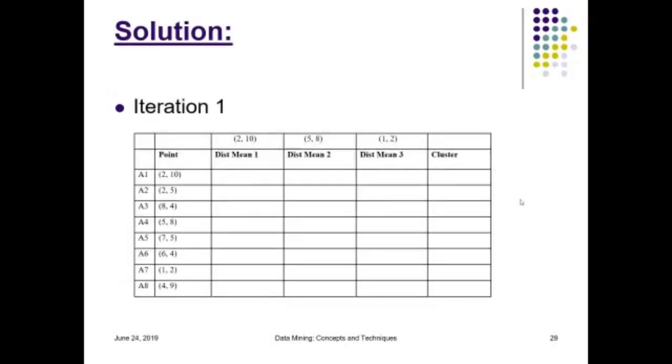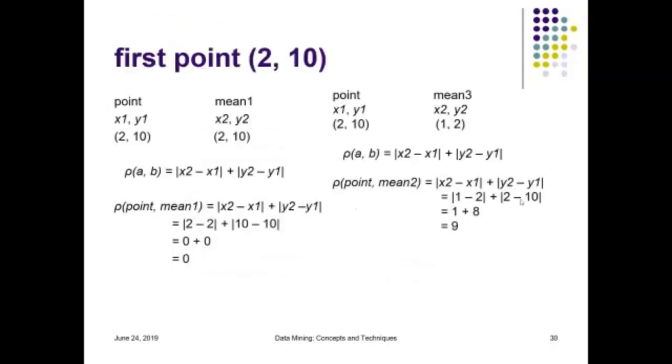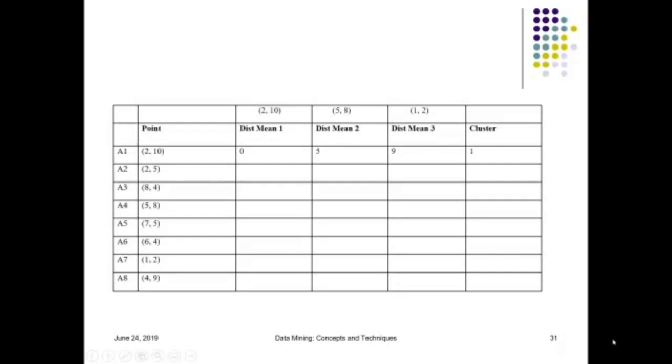Initially, we can have it in a table like this from A1 to A8, and the initial cluster centers are also given. Using the given distance function, we can determine the distance from each data element to each cluster center. For example, when we consider the first point, we know the first point and the cluster center, and then we can use the distance function, as you can see here, to determine the distance. After determining the distance for each data element, we can store this in the table.